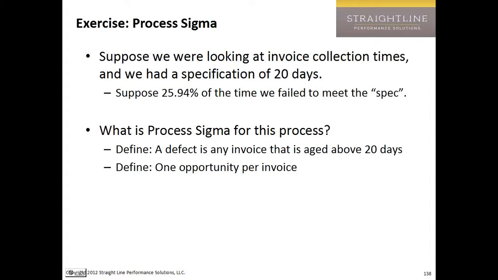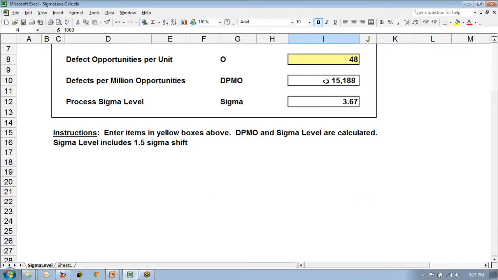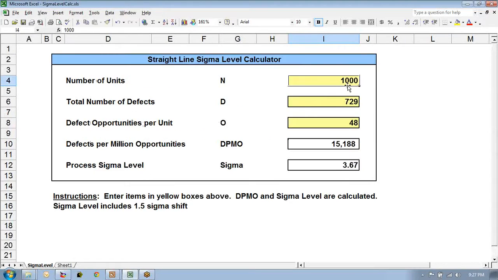All right, so let's take a look at what that would be, and we can just type that into our sigma level calculator. So here I've got, let me just do it as one unit. It was 25.94%, I think it was. So for every 100, you're making 25.94 errors, and there's one opportunity per unit. That's a sigma level of 2.15, which makes sense.